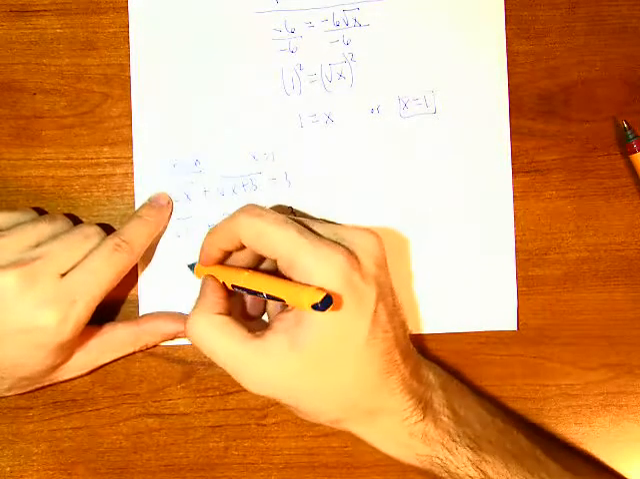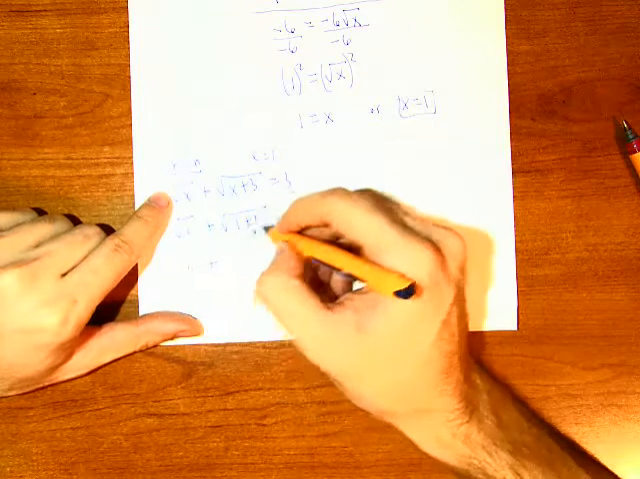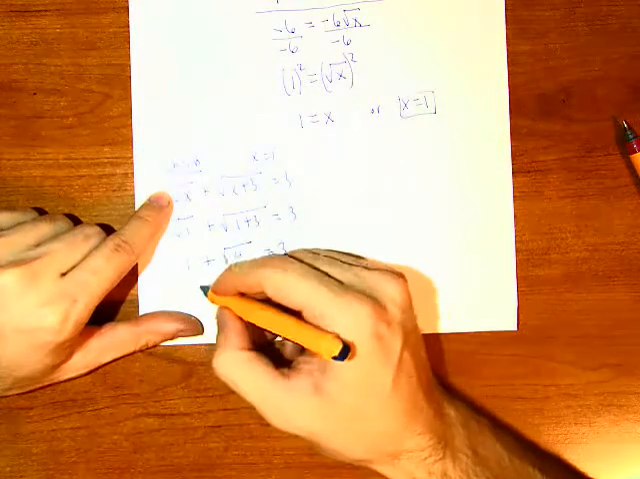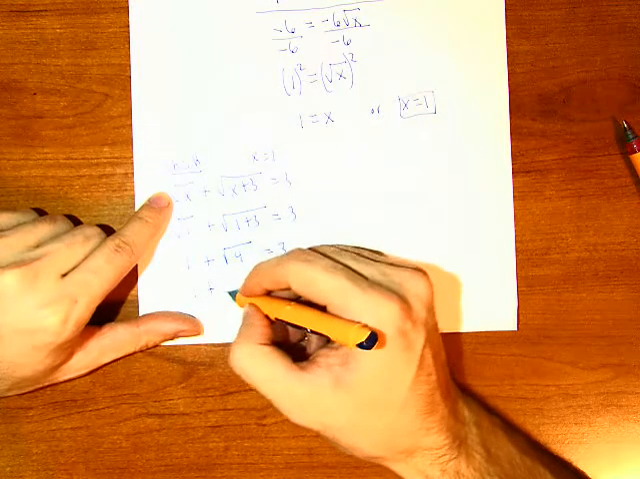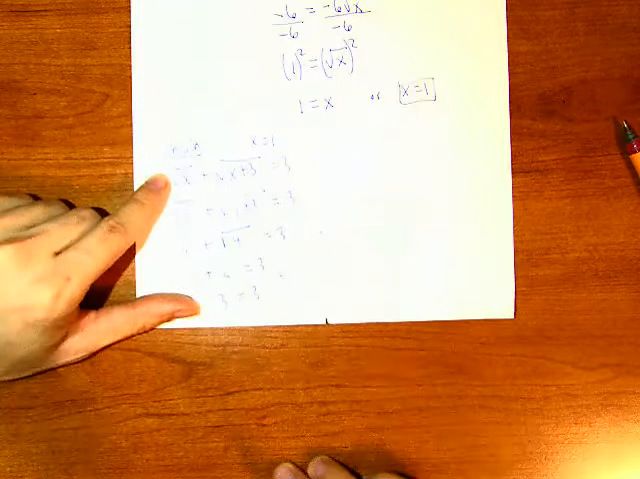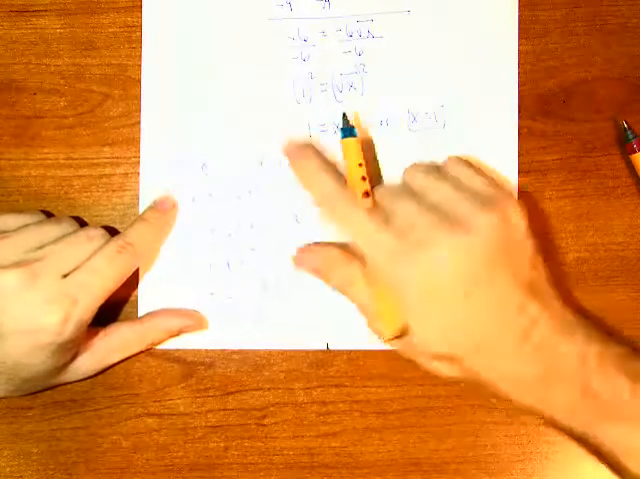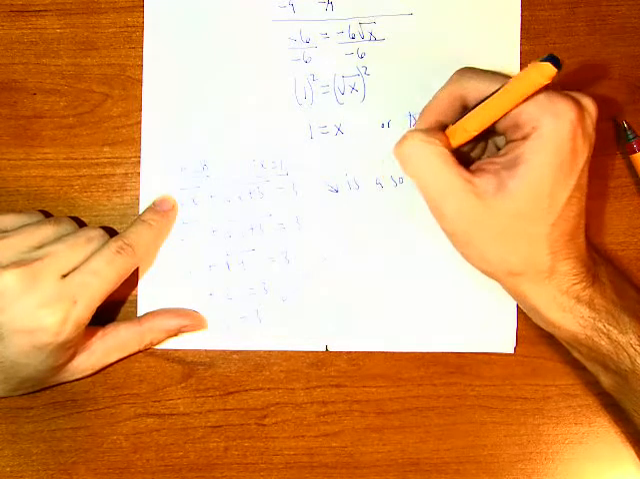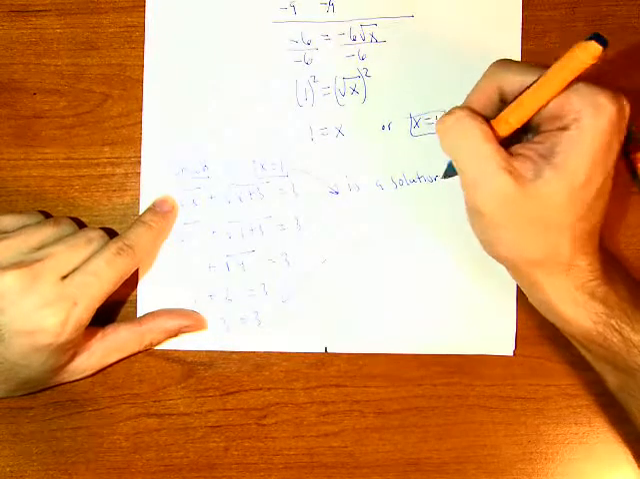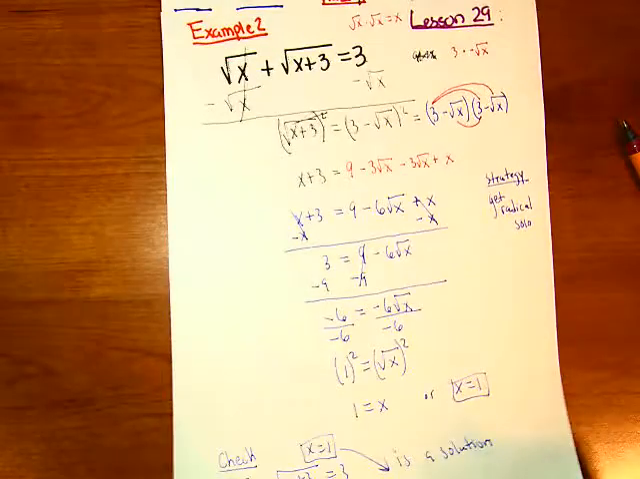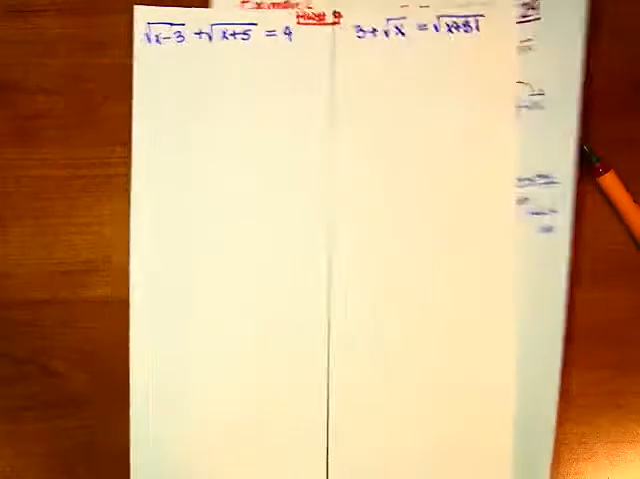Now you check it. Square root of 1 is 1, plus square root of 1 plus 3, which is 4, is equal to 3. 1 plus 2 equals 3. 3 equals 3, and it works. So x equals 1 is a solution. Okay? Good. Next question. Now let's look here.